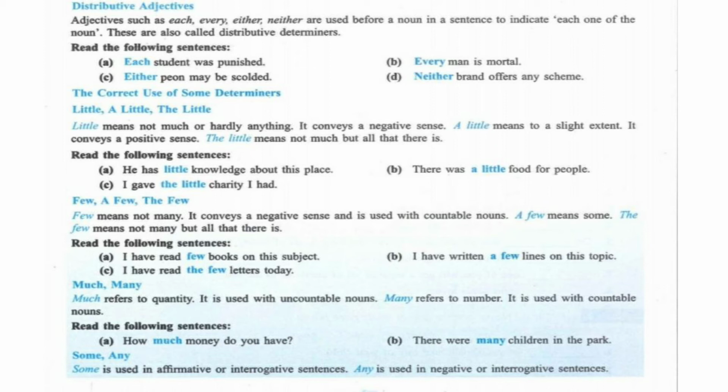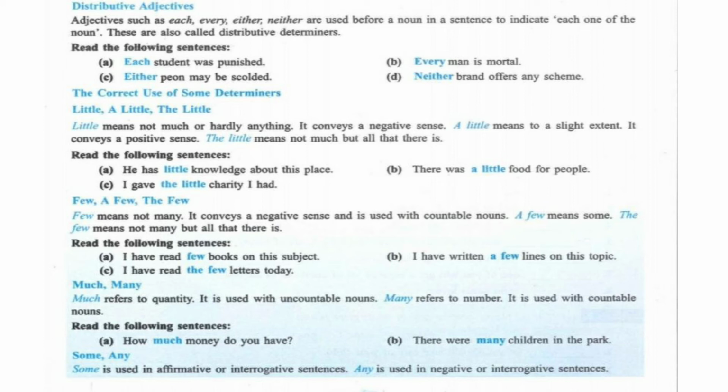The correct use of determiners: little, a little, the little. Little means not much or hardly anything. It conveys a negative sense. A little means to a slight extent. It conveys a positive sense. The little means not much but all that there is.